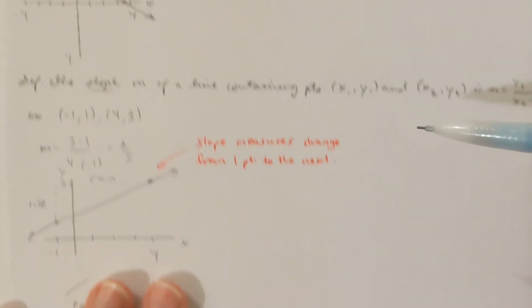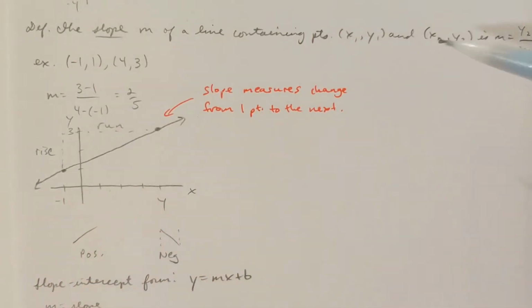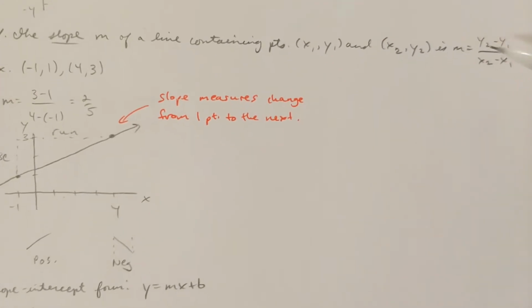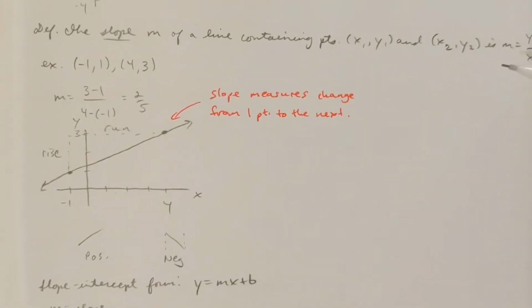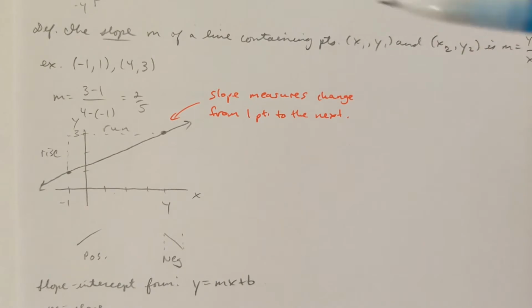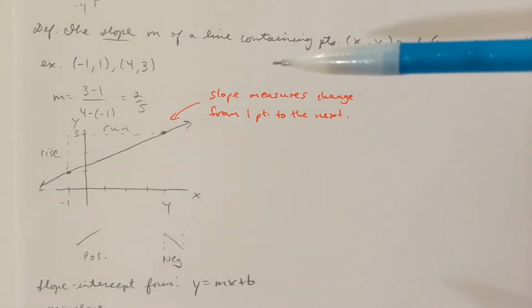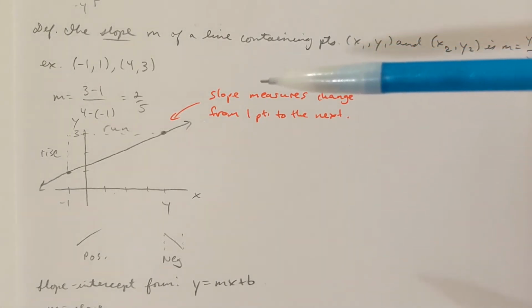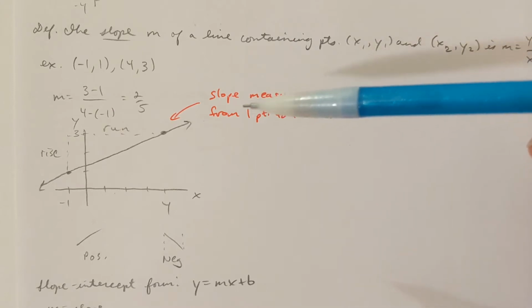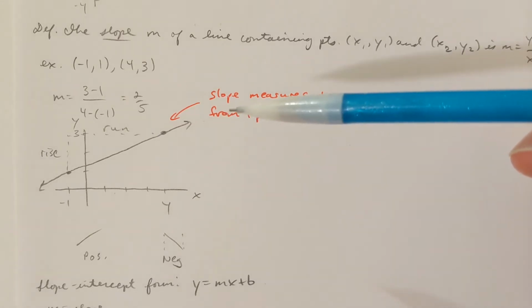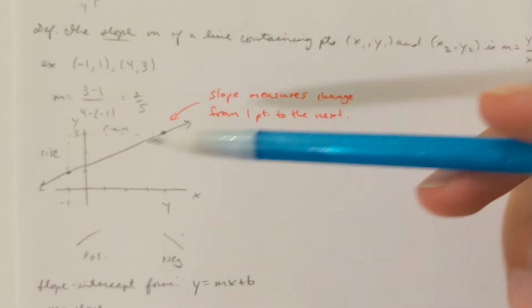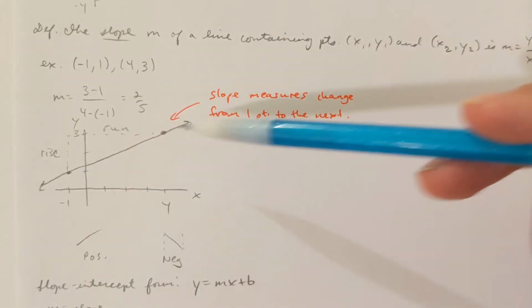The slope m of a line containing points (x1, y1) and (x2, y2) is m equals (y2 minus y1) over (x2 minus x1). So for example, suppose that we have the points (-1, 1) and (4, 3). m is equal to (3 minus 1) divided by (4 minus negative 1), change in y over change in x, and that simplifies to be 2/5. So I need to rise up 2 and go to the right 5.